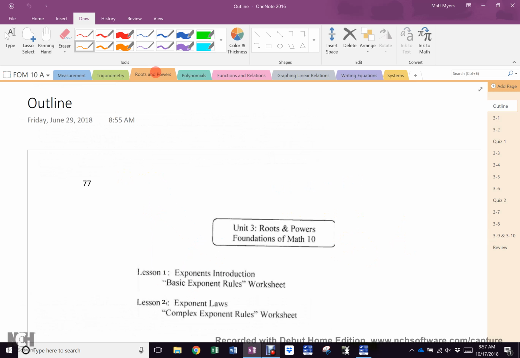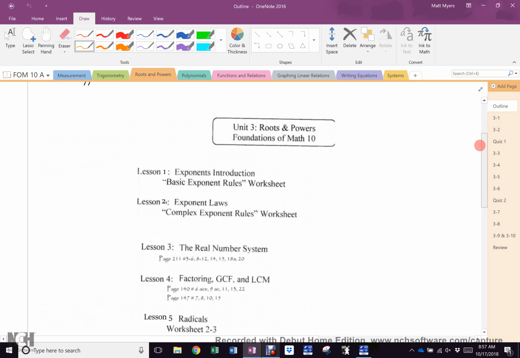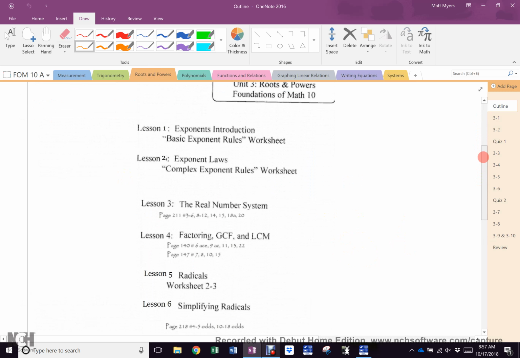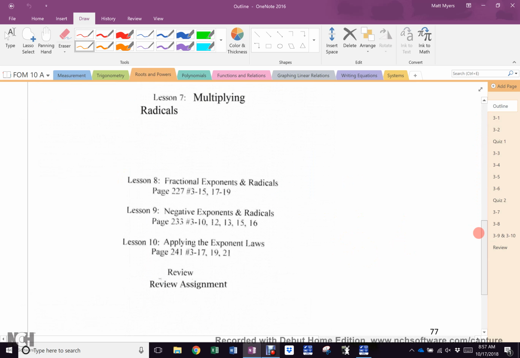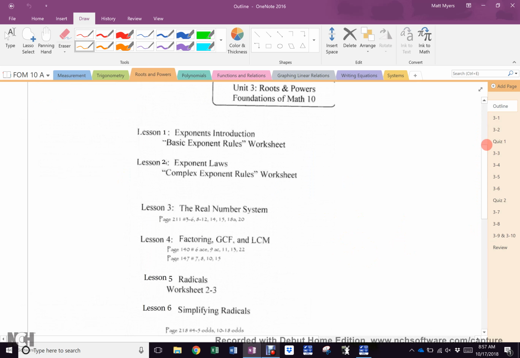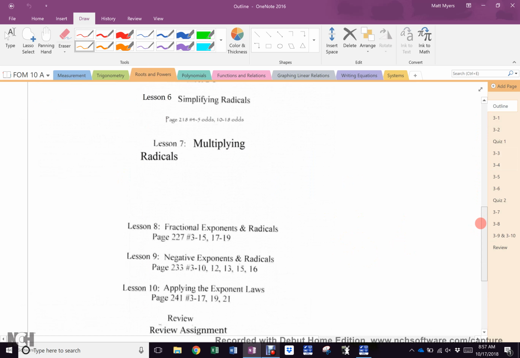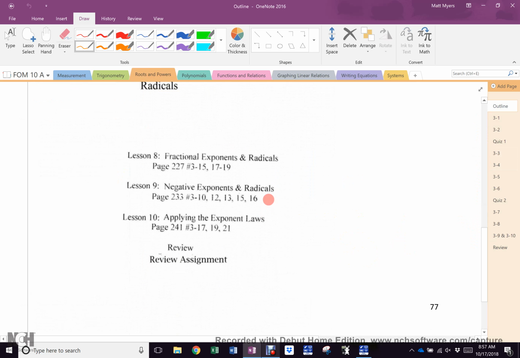Turn your books to page... you can have a quick look at page 77. That's everything we're doing this unit. You can see it's a bit of a mix. I start with exponents, and I end with exponents. No way. Weird. It's like a full circle of math.